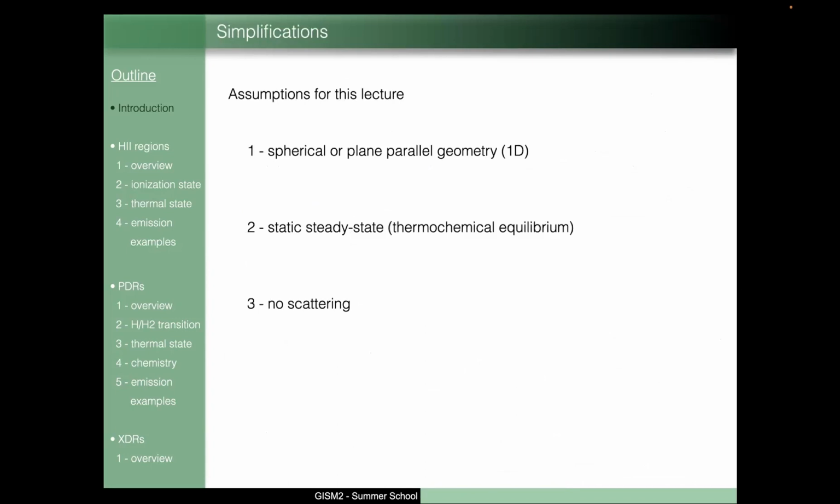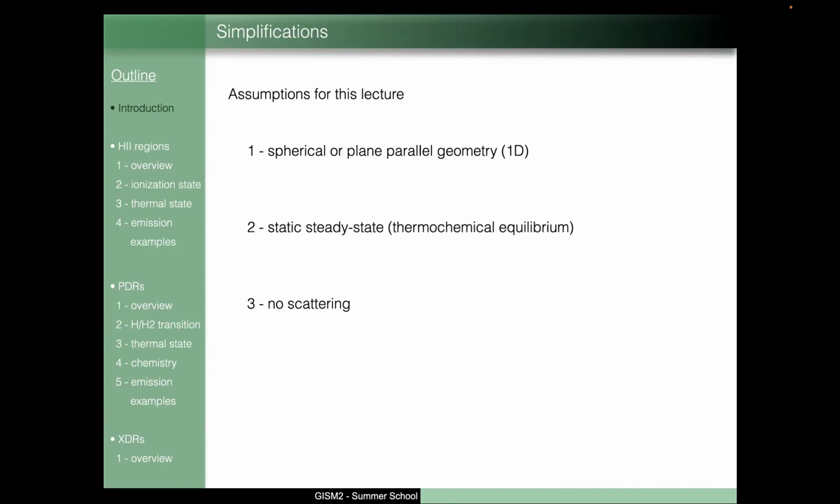I'm going to make 3 basic assumptions, and this is not very original. Everybody makes the same ones when they give an introductory talk about this subject. I'm going to consider either spherical or plane parallel geometry. I'm going to consider that the gas and the dust are completely static and at steady state, meaning that I'm going to consider thermochemical equilibrium. And the last assumption is that I'm not going to consider scattering processes.